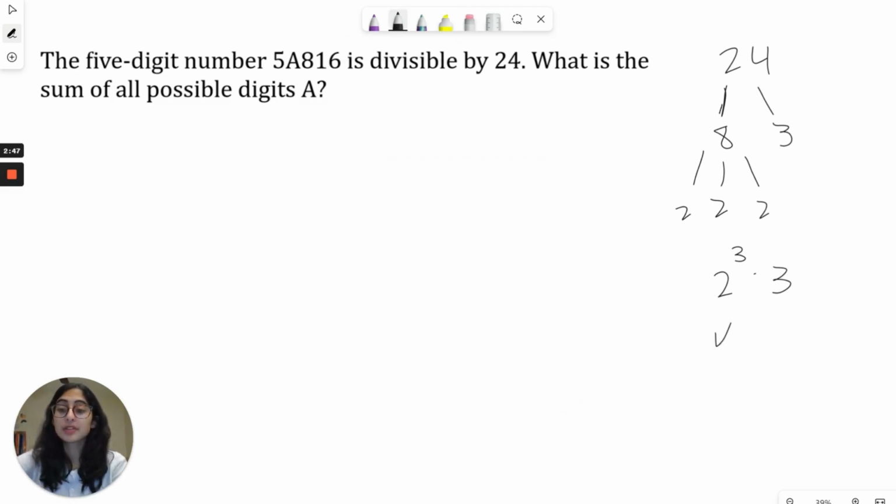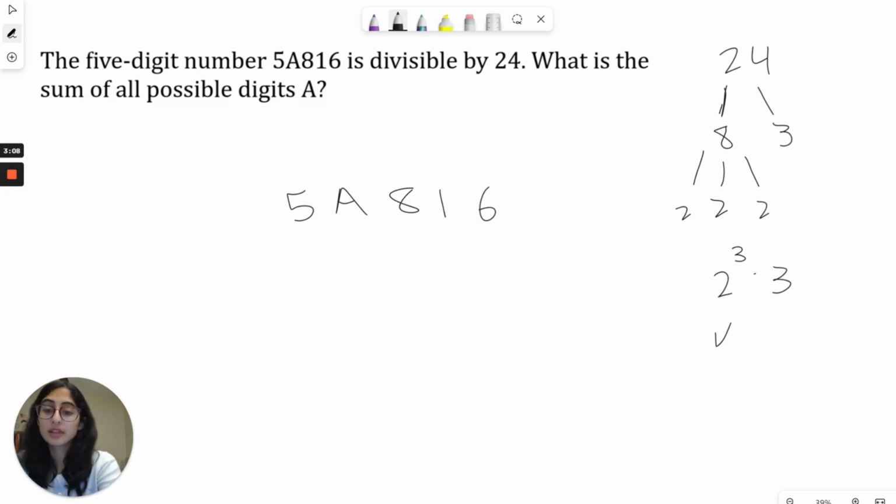The divisibility rule for 3 is that if all the digits add up to a multiple of 3, the whole number is a multiple of 3. In this case, we have 5A816. Well, 5 plus 8 plus 1 plus 6 is equal to 20. So we have 20 plus A as the sum of these digits, and we want 20 plus A to be a multiple of 3.